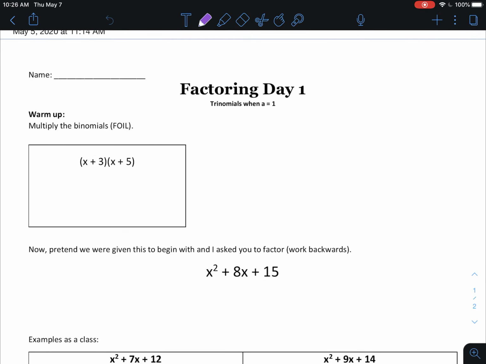Alright guys, so today we're going to talk about factoring. Hopefully you already know what factoring is, okay? So yeah, let's just dive right into it.